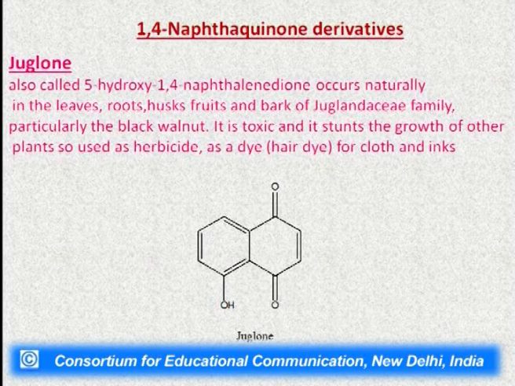This 1,4-naphthoquinone derivative is also present in many natural forms. One of them is juglone, which is 5-hydroxy, in which a hydroxy group is present at the 5 position of the 1,4-naphthoquinone nucleus. It occurs naturally in the leaves, roots, husk, fruits and bark of the Juglandaceae family, particularly the black walnut. It is very toxic and it stunts the growth of other plants. So, since it inhibits the growth of other plants, it is also used as a herbicide, and also as a hair dye, for cloth and ink.